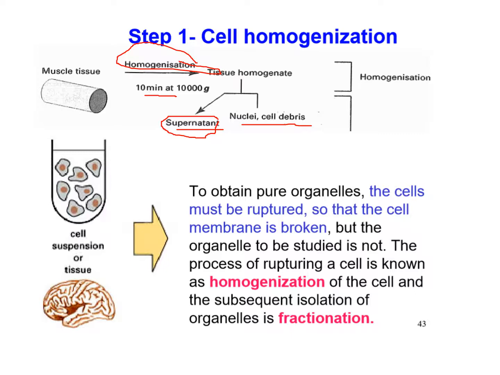And here's this cartoon. You can do a cell suspension, cell culture, or you can do a tissue. Here's the brain. To get the pure organelles, the cells must be ruptured, so you have to break the membrane. But the organelle to be studied is not broken, best case scenario. This is called homogenization. Then you separate out the organelles from each other by density, as we talked about, with centrifugation. That's called fractionation. So this is an initial step.